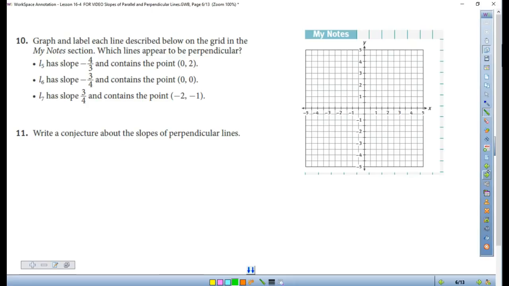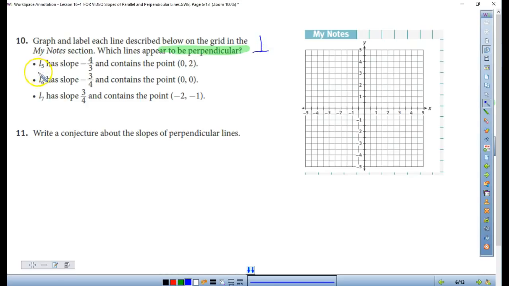All right, so now we're going to graph lines here, it looks like. Lines 5, 6, and 7. So 3 lines. And then we're going to determine which lines appear to be perpendicular. Perpendicular means it forms right angles, and the symbol for perpendicular is this.